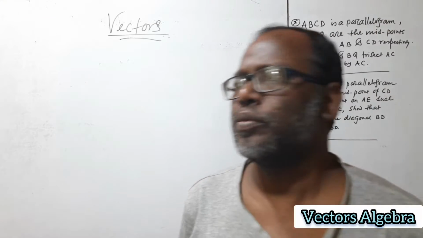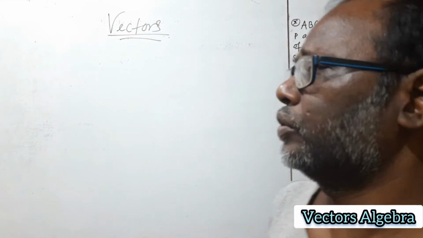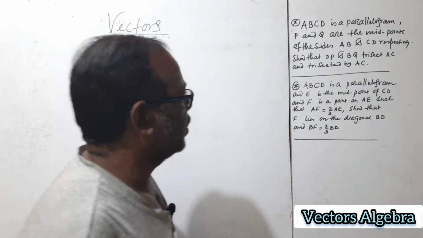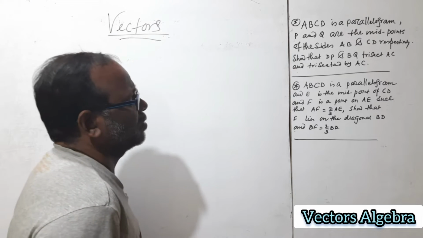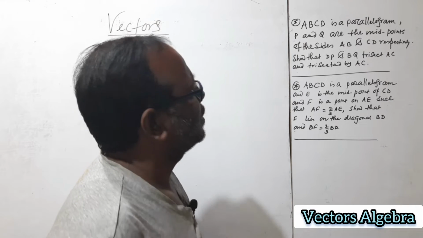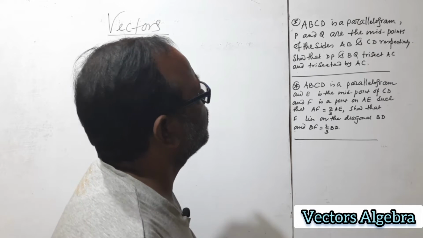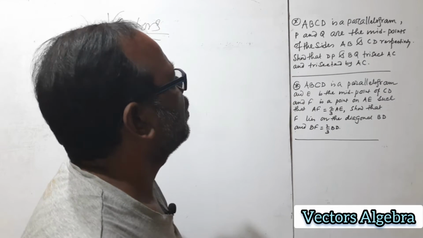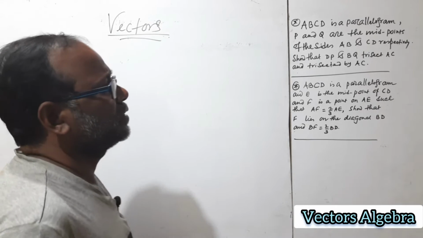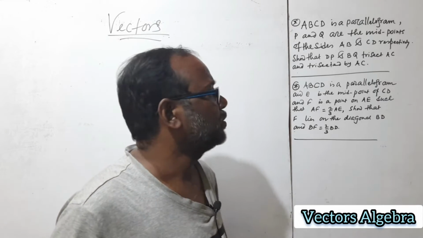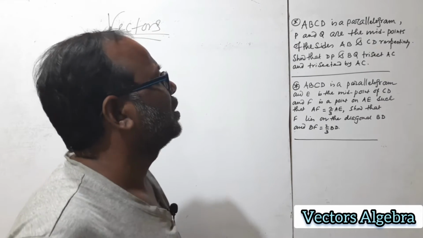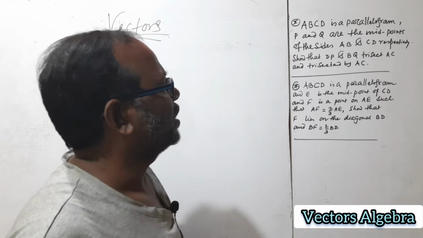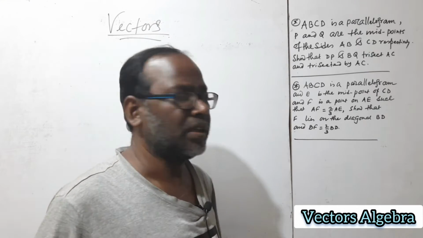This is a two-problem set on vectors, and these two theorems we have to solve by the vector method. The first question: ABCD is a parallelogram, and P and Q are the midpoints of the sides AB and CD respectively. Then show that DP and BQ trisect AC, and are trisected by AC.